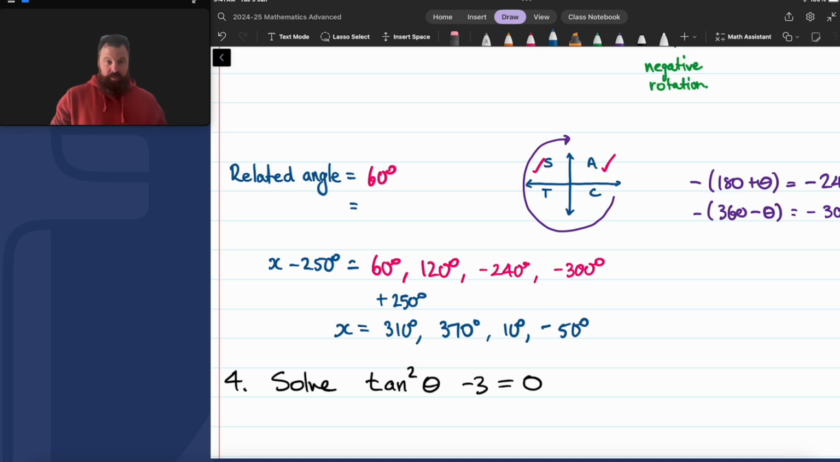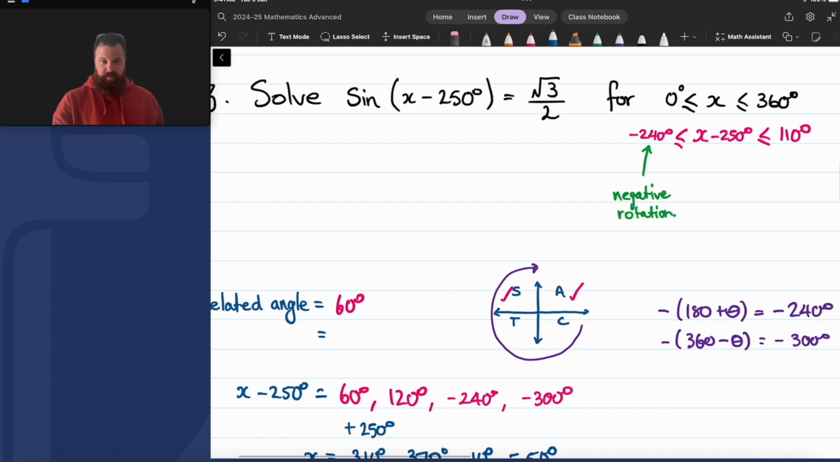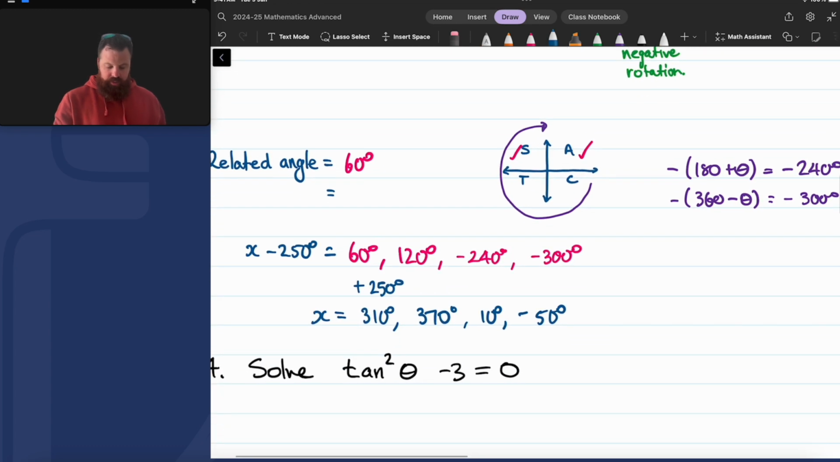I've done one lap each way. Let's go back and check my domain to see what I need to reject, if I need to do anything. And remember, my original domain said between 0 and 360. So I'm going to eliminate anything here that's not between 0 and 360. Gone, gone. So the solutions here are 310 degrees and just 10 degrees.